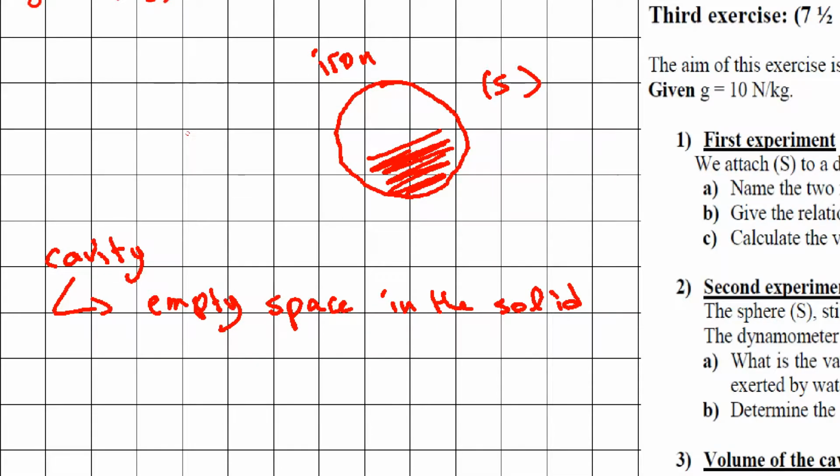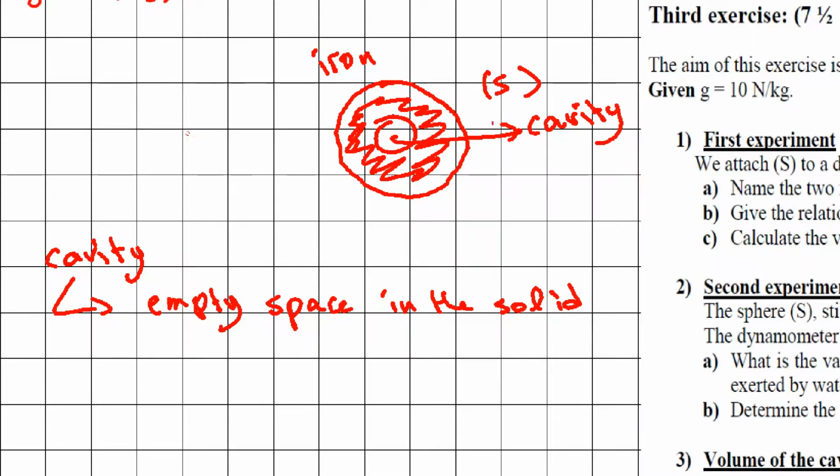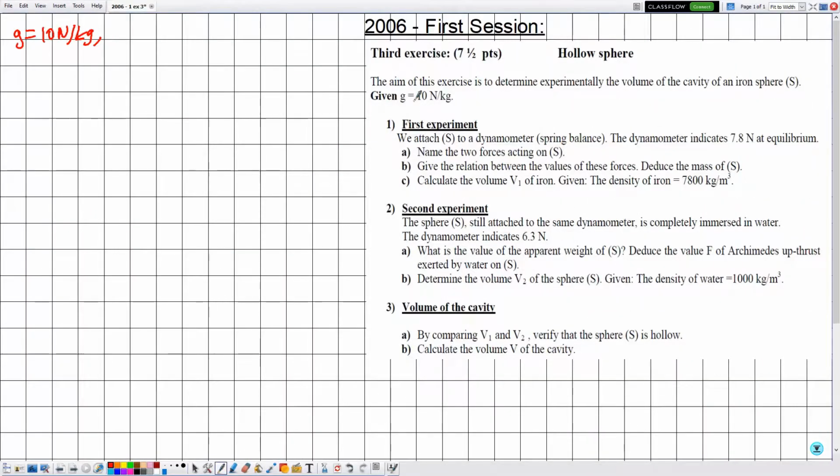Now, if it has a cavity, then there is an empty space inside the solid S. So this is the part which is made up of iron, like this. And this part is the cavity, which is an empty space inside the sphere S. So the aim of this exercise is to determine whether the given sphere S is made up of a cavity or not. For sure, looking at the sphere from outside, one cannot determine if this sphere has a cavity or not. So we must proceed using these experiments.